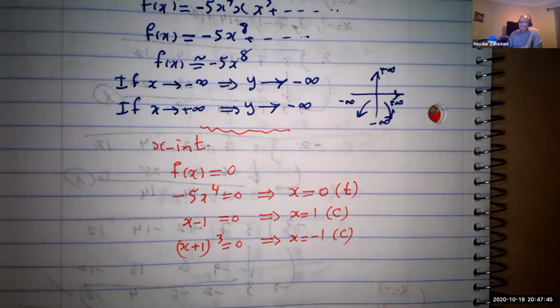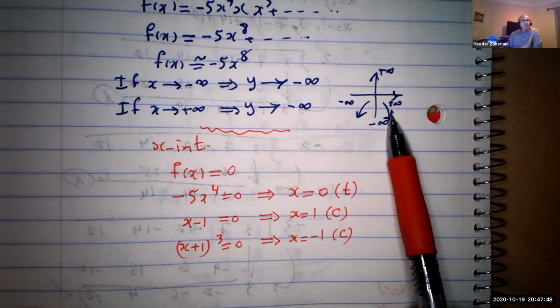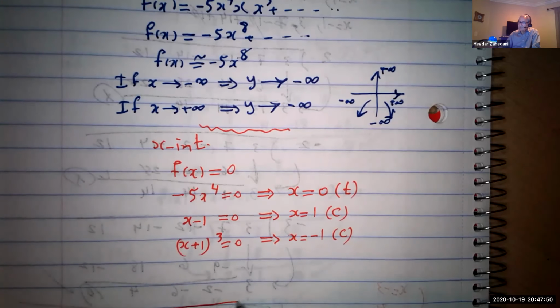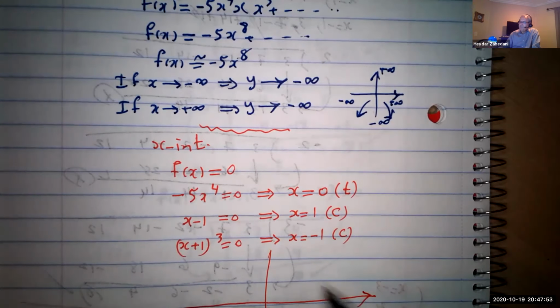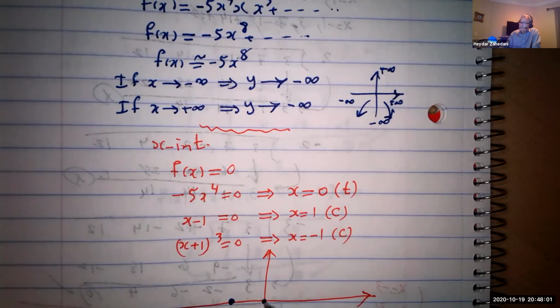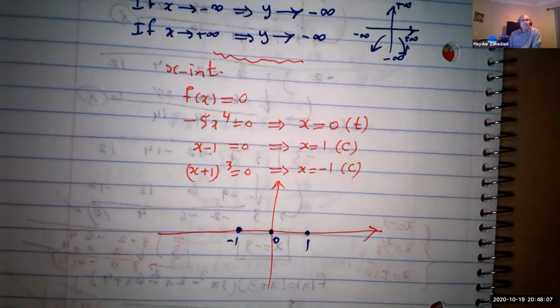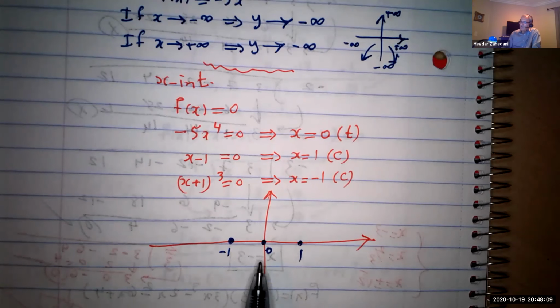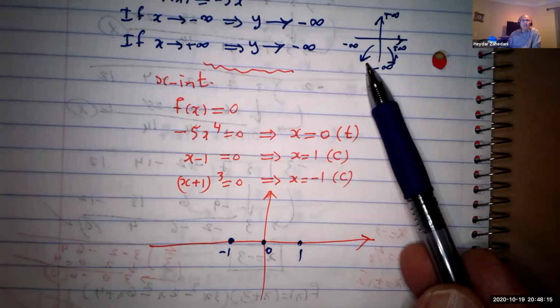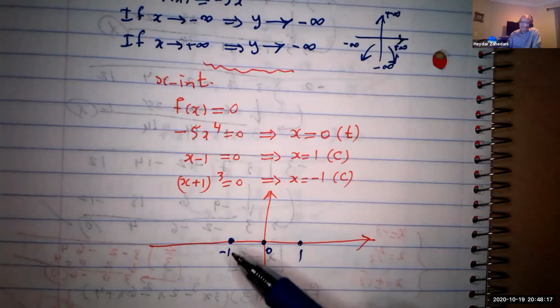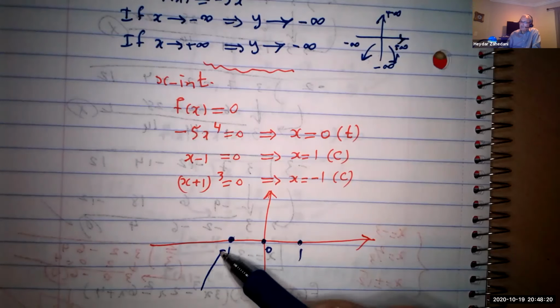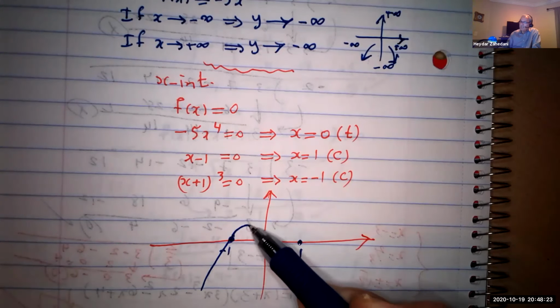Now we are ready to graph it. We know where to start and where to end. You identify these intercepts. You have 3 intercepts, negative 1, 0, and positive 1. So you know that at negative 1, you are going to cross. You start from here, you cross the negative 1, then you nicely turn, you go to the next one.